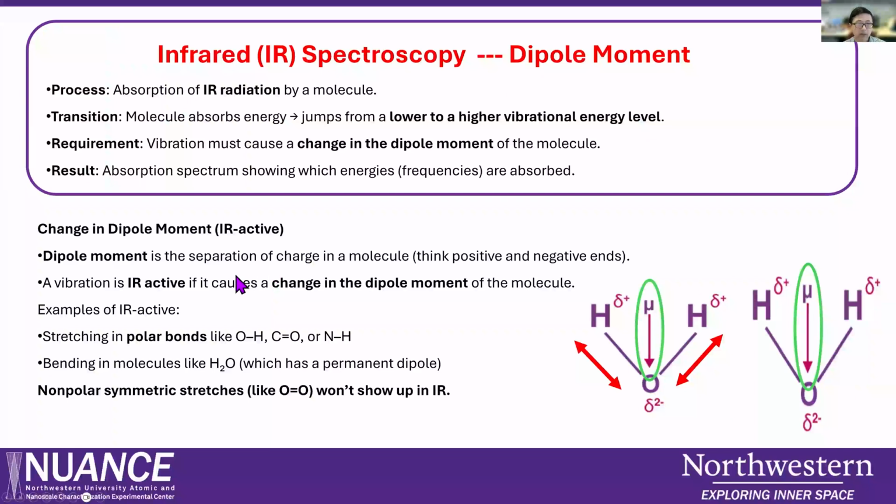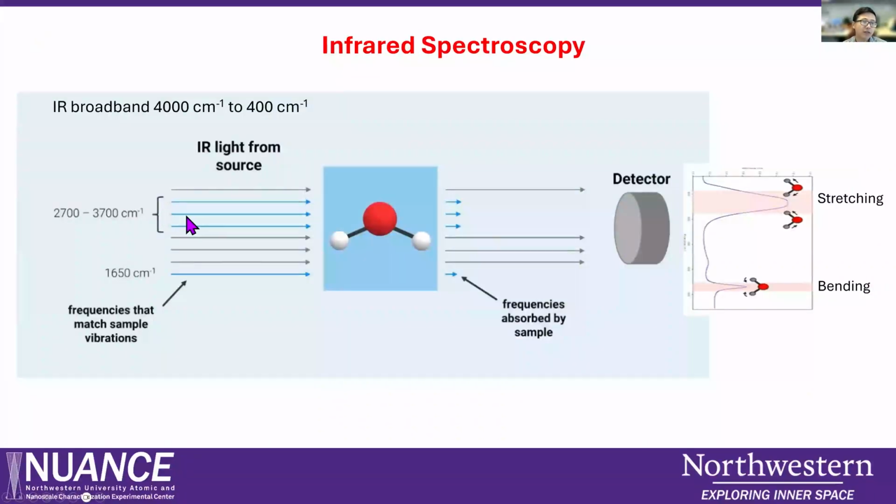The light passes through. If this frequency matches the vibration frequency, then it will enhance the vibration and bring it to a higher level, and then this energy will be absorbed. Here it gets absorbed, giving the absorption peaks. And then the rest of the energy passes.